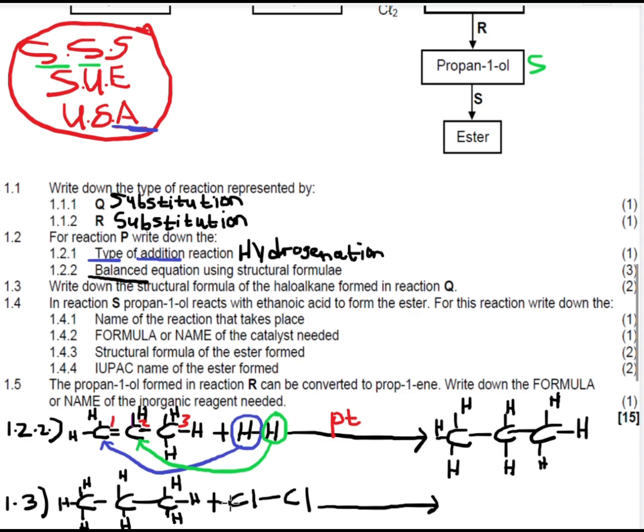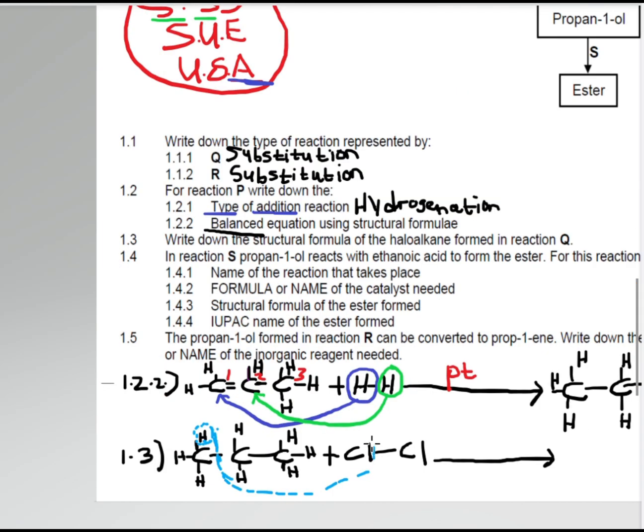Guys, we know that this is substitution, right? Remember, we're moving from an alkane to a haloalkane. We want to form a haloalkane here. So already we are moving from saturated to saturated. That is substitution. So it means we must substitute someone with someone, okay? So we're going to substitute the hydrogen atom in carbon number 1 with the chlorine atom. That is what is going to happen there. So this hydrogen in carbon number 1 here is going to be substituted with the chlorine atom.